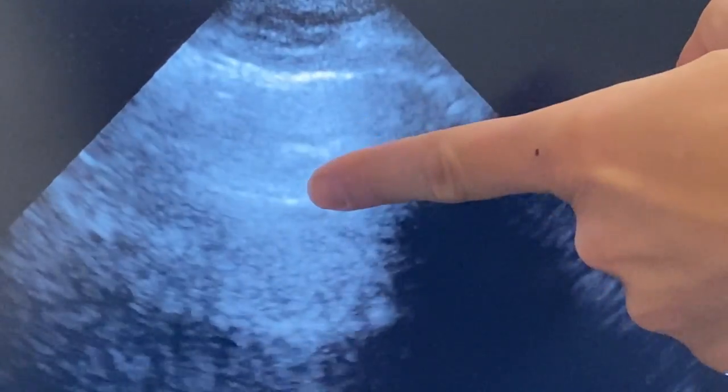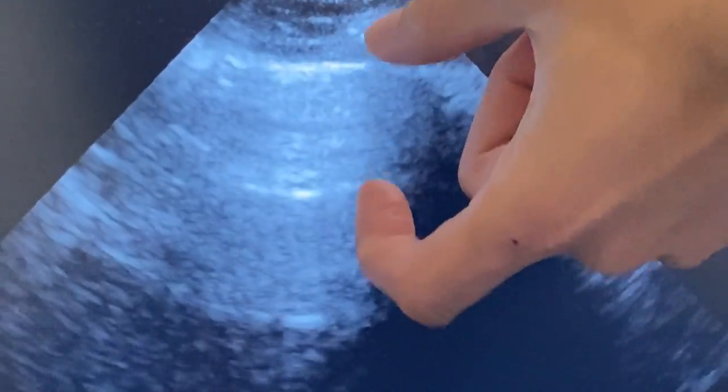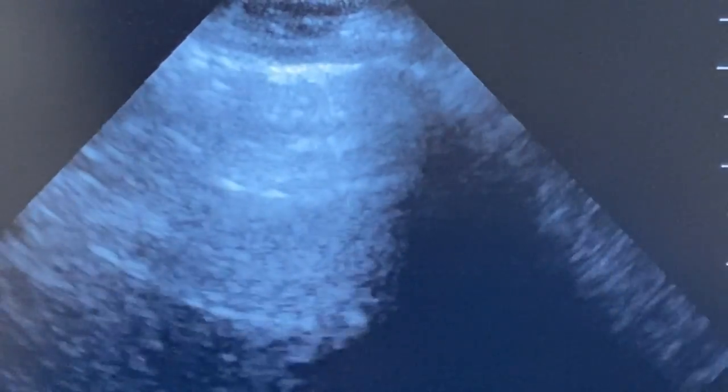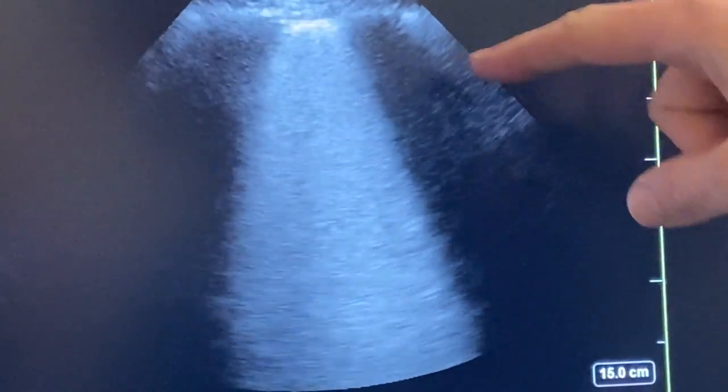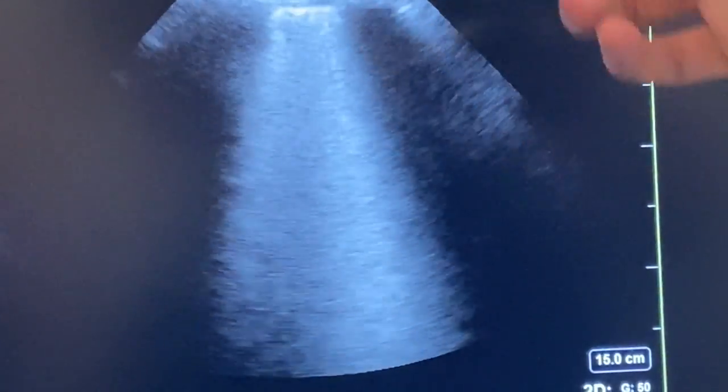So here, here, and here. And these are equally spaced, and they're horizontal lines. Those are known as A lines. A lines are good. A lines are what we see in normal lung tissue or in COPD without an infiltrate or any pulmonary edema or fluid. A lines are good. So this is an example of B lines, which would be indicative of pulmonary edema or interstitial edema.